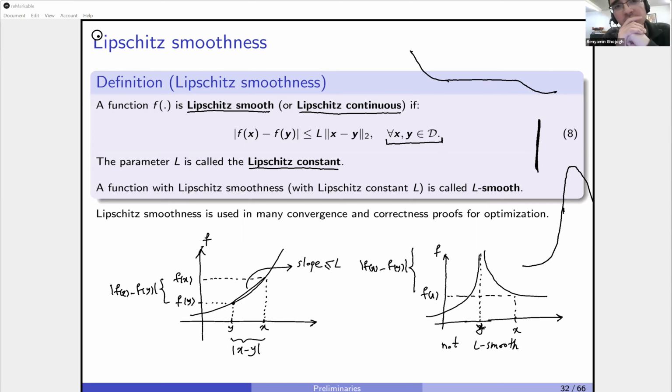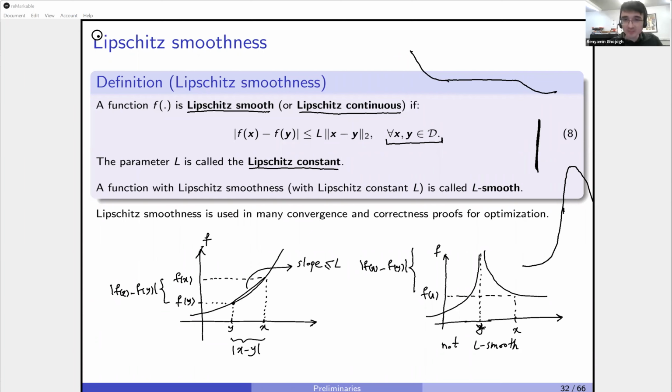Why is L smoothness important in optimization? Because it's very hard to optimize such cases. For example, what is the maximum of this function? That's why they usually make some assumption on L smoothness, and they use Lipschitz continuity in a lot of proofs for optimization. They usually assume that, and they use the parameter L in their proofs. Why? Because if it's not L smooth, it's too hard to optimize it. Do you get my point?